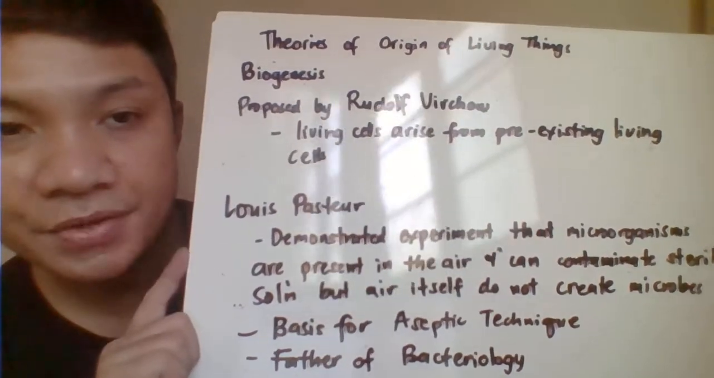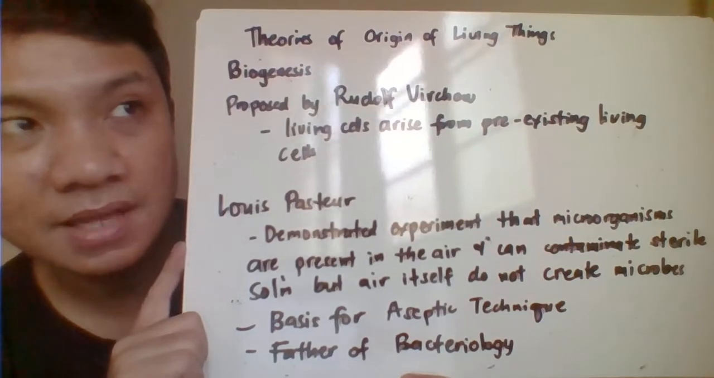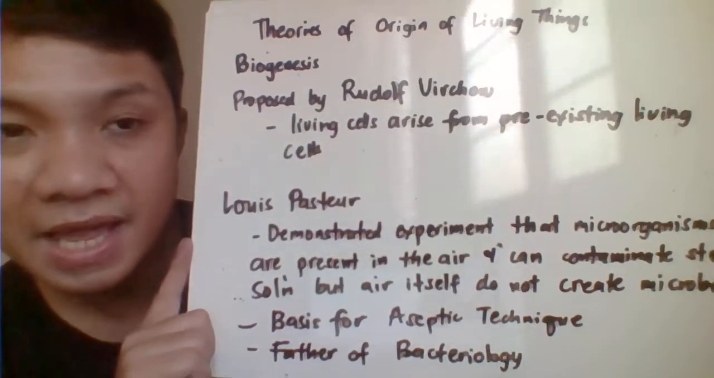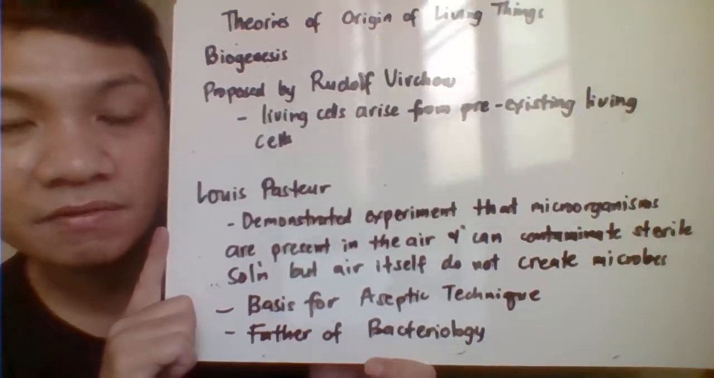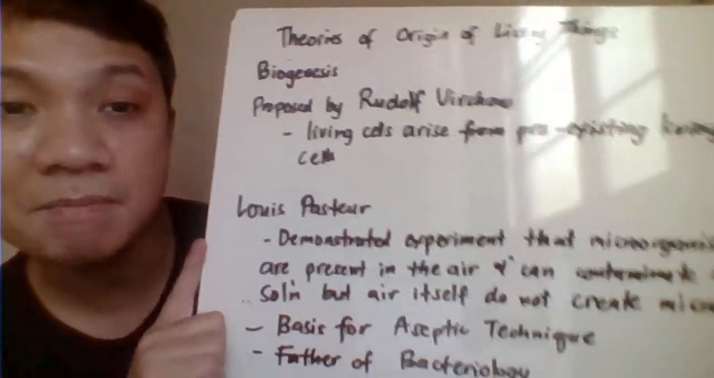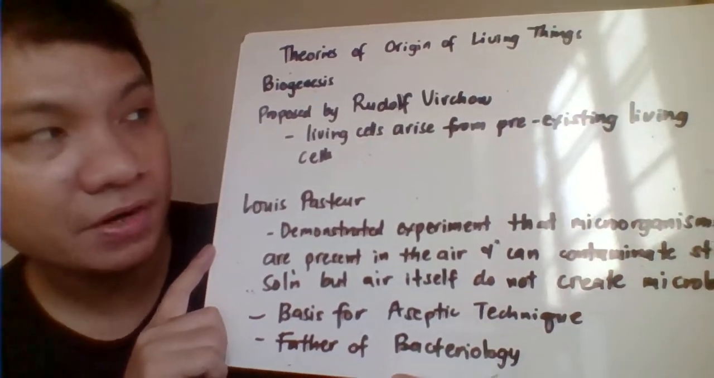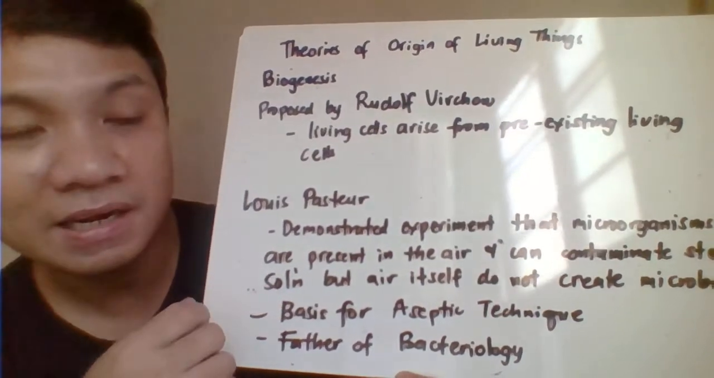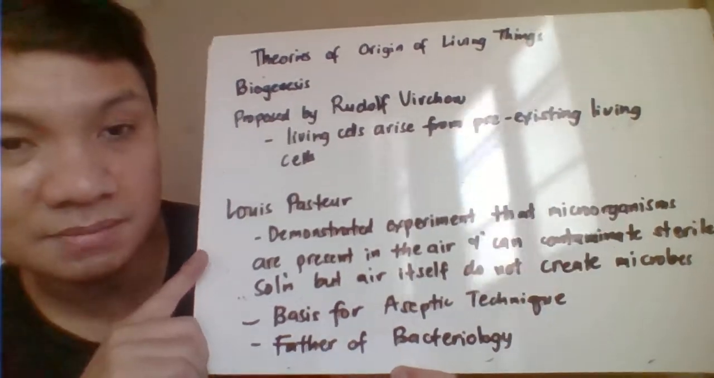Okay, then we have also here the biogenesis, so another theory as to the existence or the formation of living organisms. So the advocates of biogenesis believe here that living organisms really arise from pre-existing living organisms. Dapat living din ang pinagmulan niya. So this one has been proposed here by Rudolf Virchow, which is advocating here that your living organism here is the one responsible for the production of other living organisms.